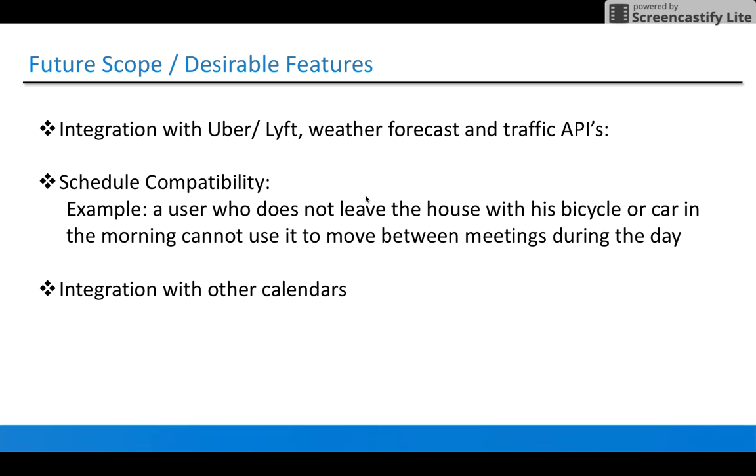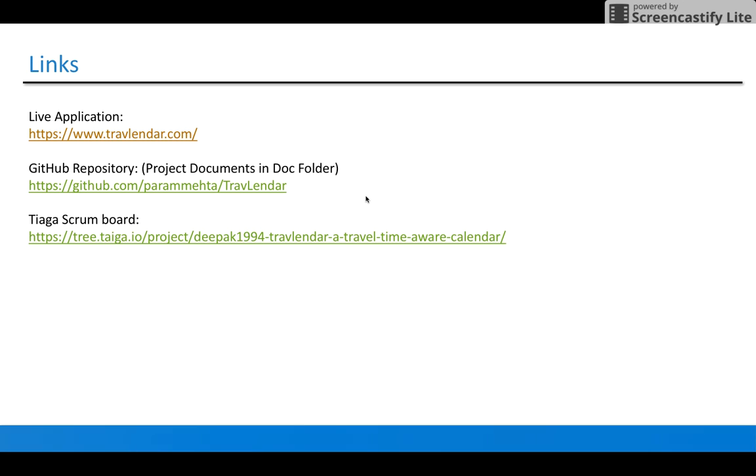For example, a user who does not leave home with the bicycle cannot use it to move between meetings during the day. And also integration with other calendars such as Google Calendar or the iOS Calendar, which a user uses. Now, the links to our application are as listed over here.